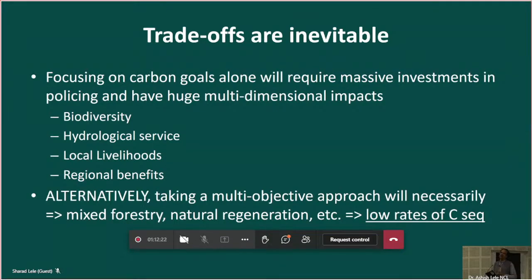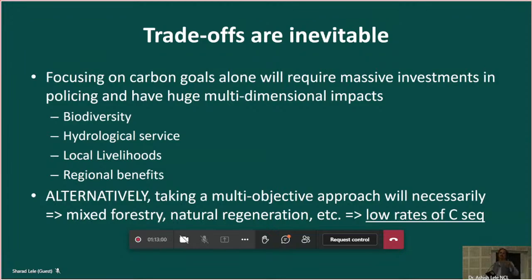Alternatively, if we said, okay, fine, forests are not important only for carbon. Let's do multidimensional thinking or multi-objective planning, and do mixed forestry using natural species, do natural regeneration methods rather than focusing on just planting and so on, you're going to have lower rates of carbon sequestration. It is not that you will not have any carbon sequestration, but you will have to factor in what is the silviculture practice, not only of planting, not only of growing, but also of utilizing. Because for every amount that you extract, you lose that much of the carbon sequestration benefit.